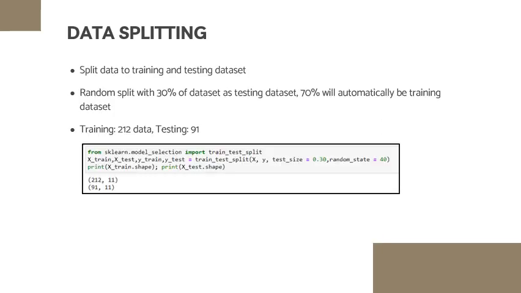After checking whether the data is balanced or imbalanced, we proceed with data splitting, where we split the data into training and testing datasets. We randomly split with 30% of the dataset as testing and 70% allocated for training. So in this case, we have 212 training data and 91 testing data.